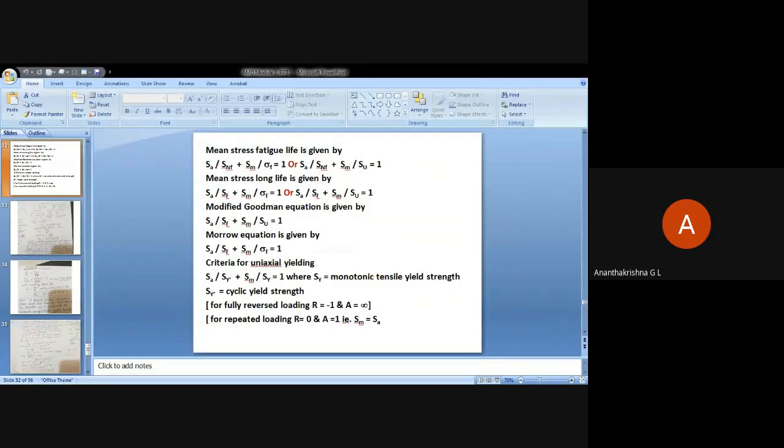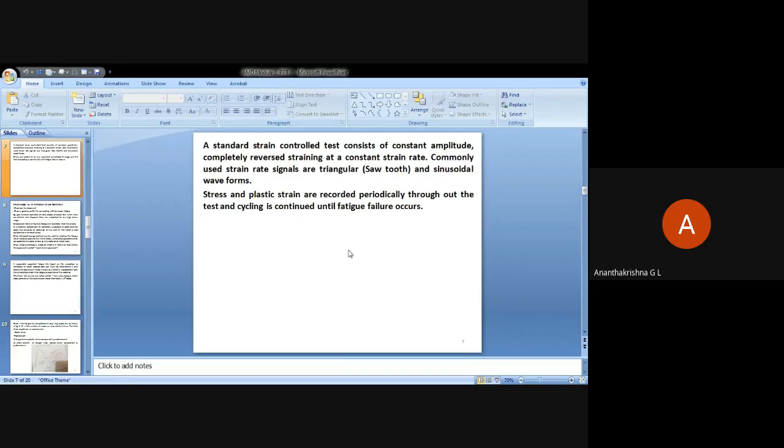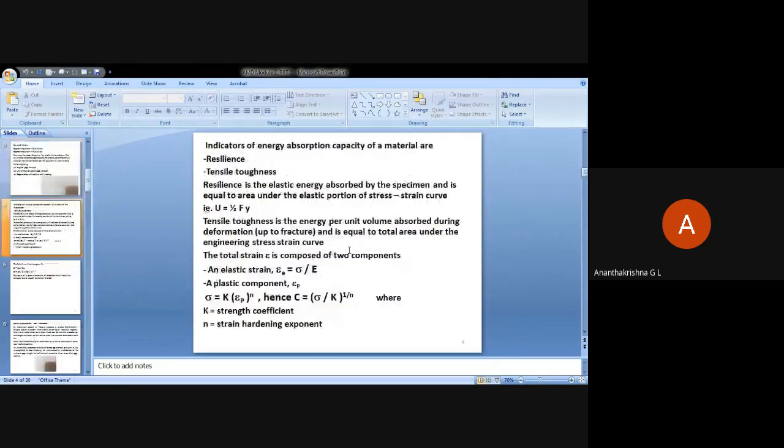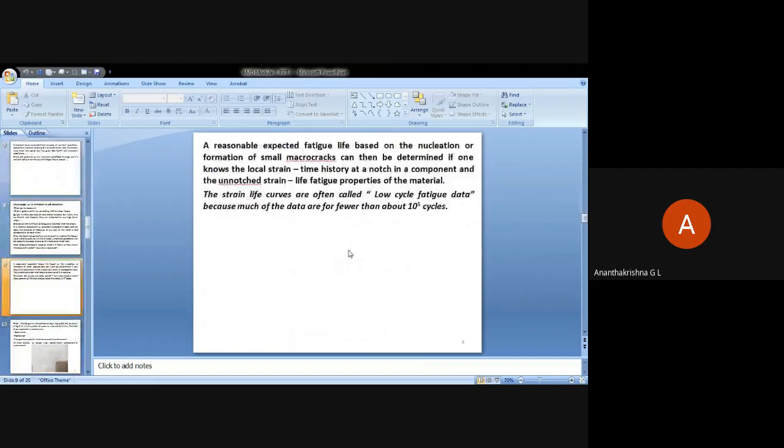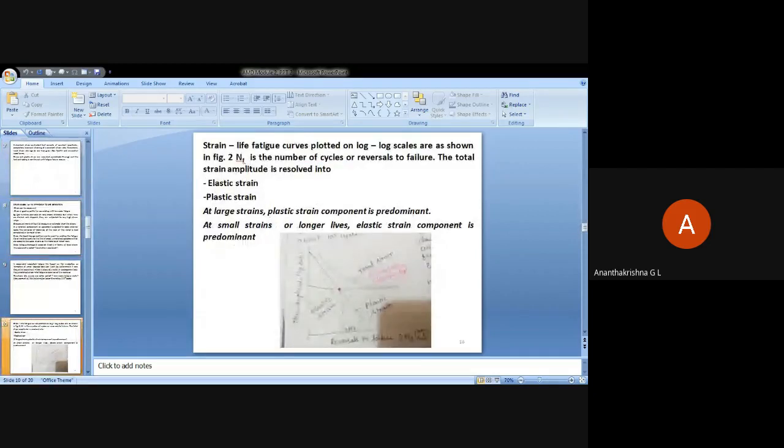Then I explain the following: strain life curve, transition fatigue life, mean stress effects on strain life. So what is the next one? For transition fatigue life, we just saw that. So this is transition fatigue life.